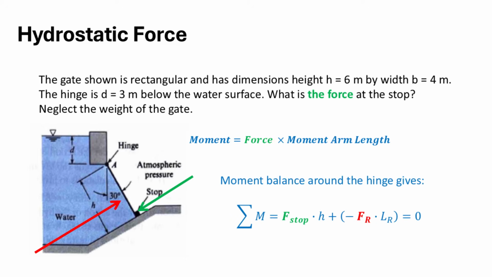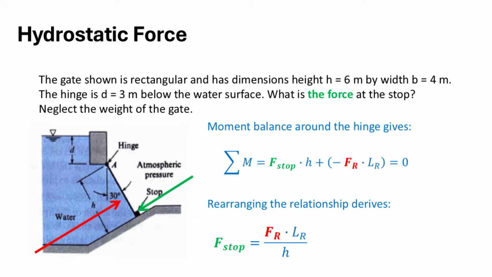By balancing the moment around the hinge, we now have the overall moment around the hinge equal to the clockwise moment introduced by the stop force, plus the counterclockwise moment created by the hydrostatic force, which now has a negative sign if we set clockwise as positive. And this overall moment around the hinge equals 0 at equilibrium.